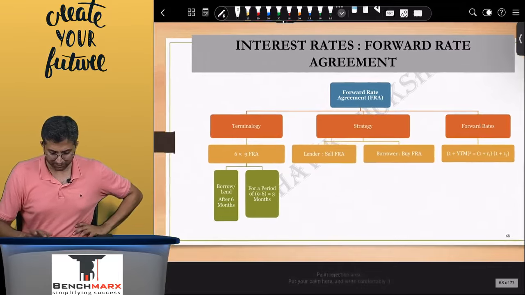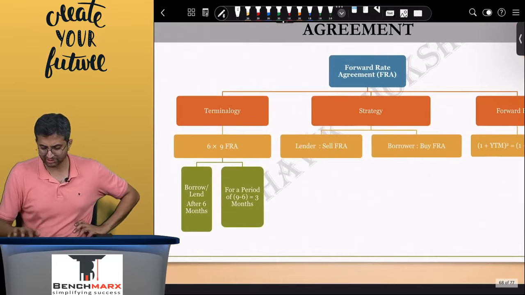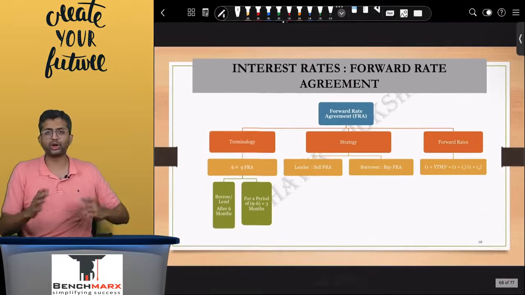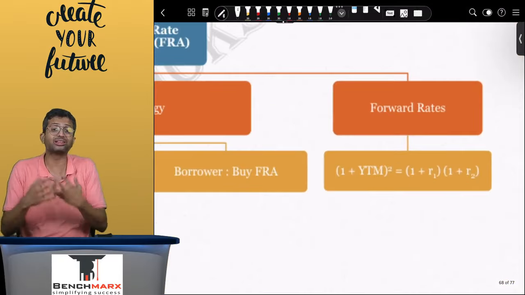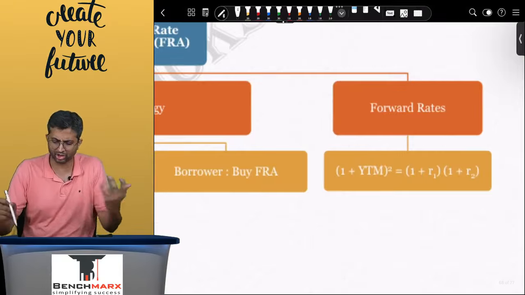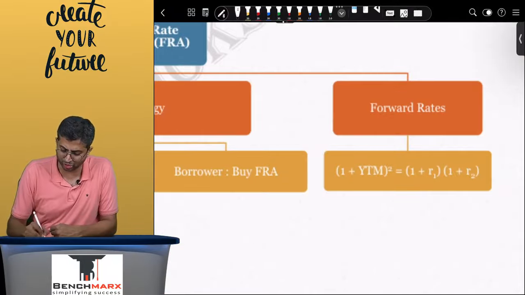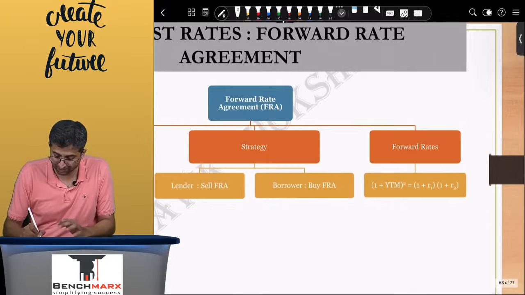So this is about terminology, the strategy we have discussed, and over here in FRA questions, the institute might sometimes ask you to calculate the theoretical FRA rate. What should be the theoretical FRA rate? We have even discussed this in valuation. So let us say over here FRA is a forward rate.